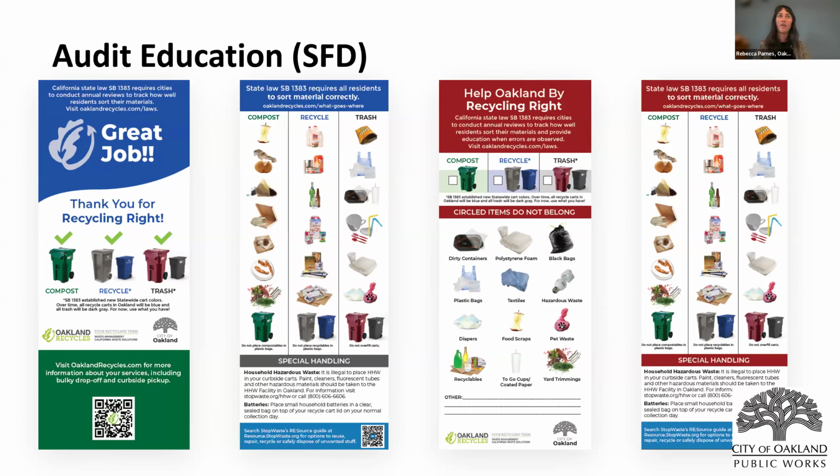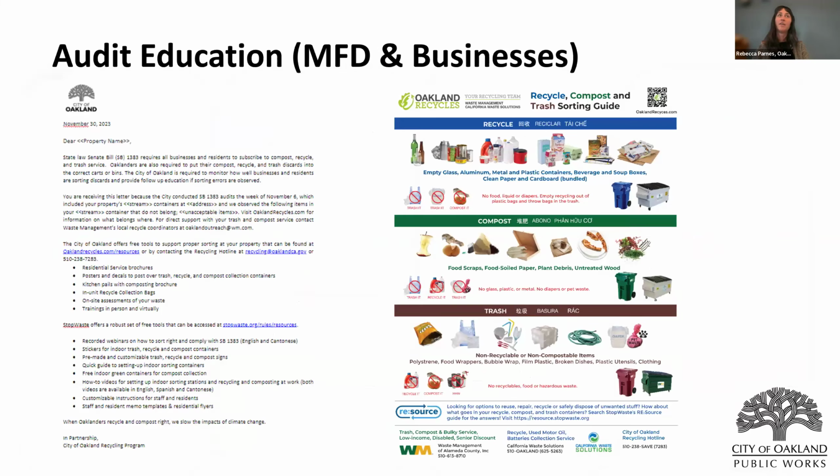So we put that on there to help folks know what to do with their material. These cart tags only go on single family customers. Next slide. For our multifamily properties and our businesses, they receive letters after the fact, letting them know what items were observed as contamination and where that material belongs.